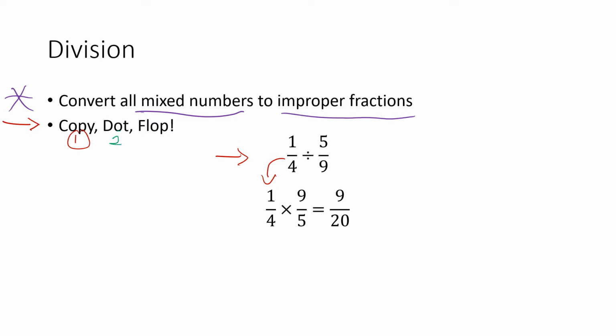Dot, step 2, means we're going to turn our division into a multiplication sign, which can commonly be written as a dot. And then flop, or step 3 here, you're going to take your last fraction and turn him upside down on his head. So that's where we went from 5/9 to 9/5. After that, you're just going to multiply this like it was one of the multiplication problems we just looked at. So 1 times 9 is 9, 4 times 5 is 20, so our final answer here is 9/20.